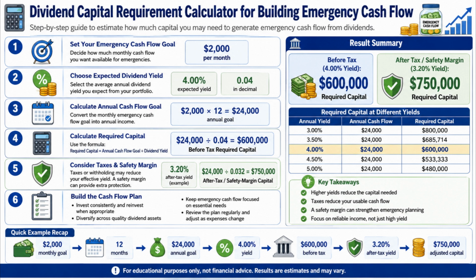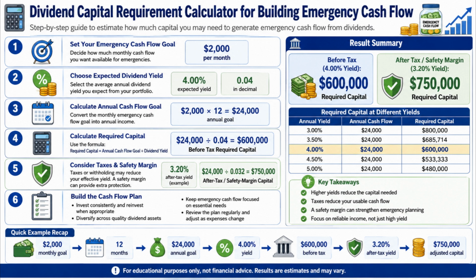Nevertheless, investors should be careful not to chase yield blindly. A very high dividend yield may sometimes signal higher risk, weaker business quality, or a greater chance of dividend cuts. For that reason, the goal should be reliable and sustainable cash flow rather than simply the highest possible yield.